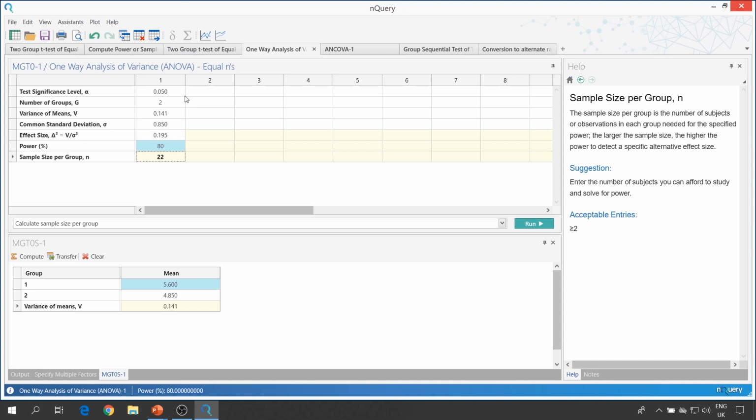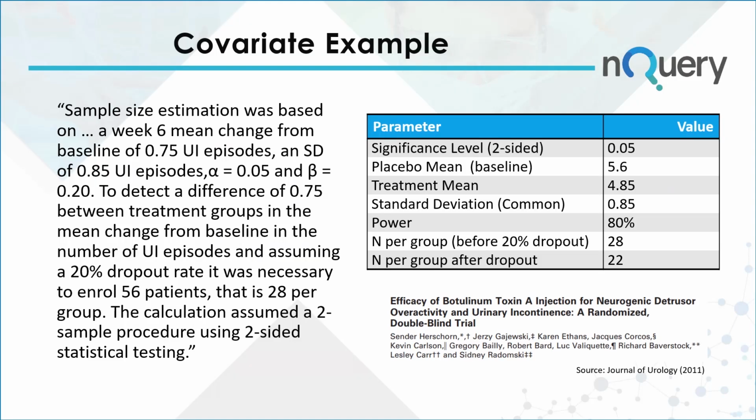But what's interesting is that if you go into the actual paper, and this example is on our website, so if you want to see the details, you can get them there. What's actually interesting is that they had measured baseline outcome for their measure, which in this case was UI episodes, or urinary incontinence episodes. So they had measured this at baseline, and they were going to actually use this in an ANCOVA analysis, but they didn't choose to include the effect of that baseline covariate on the sample size.